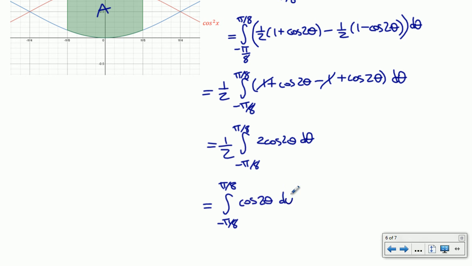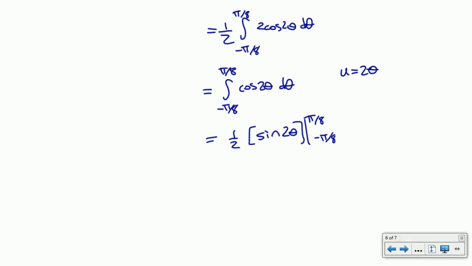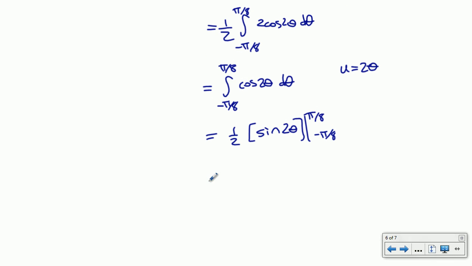And if you like at this point you can substitute a 2 theta, but cos 2 theta would have come from 1/2 sine 2 theta. So this would be 1/2 sine 2 theta from negative pi over 8 to pi over 8. And now we just sub in pi over 8. So we would have 1/2 times sine at pi over 4 minus sine at negative pi over 4.